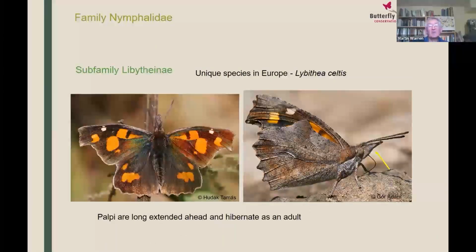This one's the most curious one of them because it has a very obvious, what we call a snout, or these are palps, look like false antennae sticking out the front of it, Libythea celtis. So it's a unique butterfly to Europe, but quite widespread.